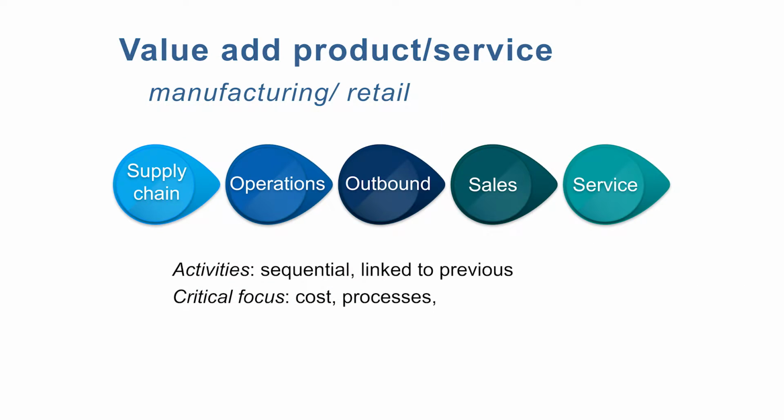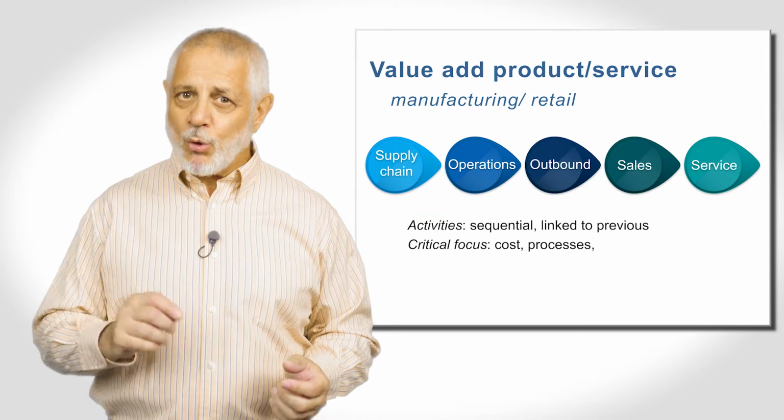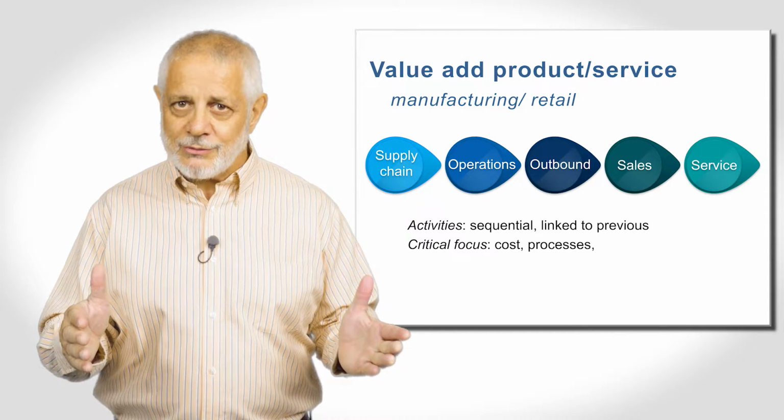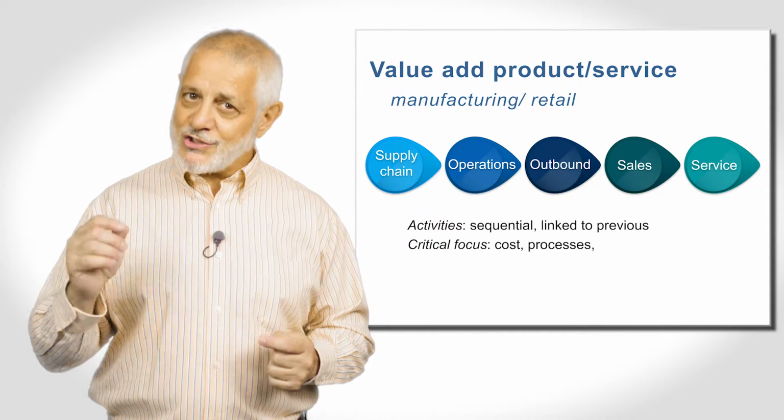Now, the key capabilities required of a business are dependent on the type of business. Value-added businesses, manufacturing or retail, need to concern themselves with supply chain, product or service creation, marketing, and distribution. What is important in this type of model is the linear steps in creating value and emphasizing cost and error reduction.